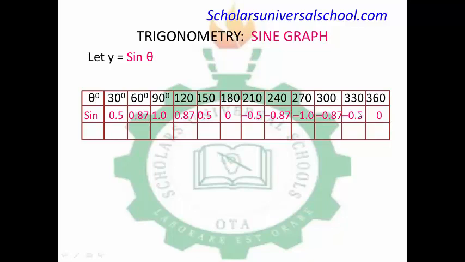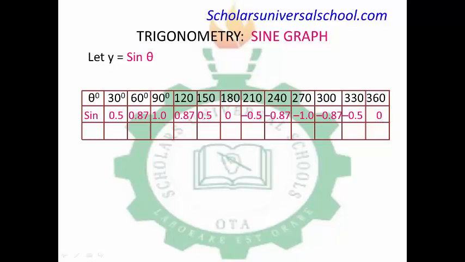Then when you get to 330, if you subtract 330 from 360, you get 30 degrees. And the sine of 30 degrees is 0.5. The negative is assigned because it is in the fourth quadrant. All Scholars Teachers Care. So sine 360 degrees is 0.